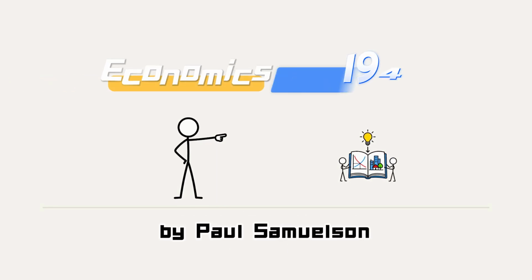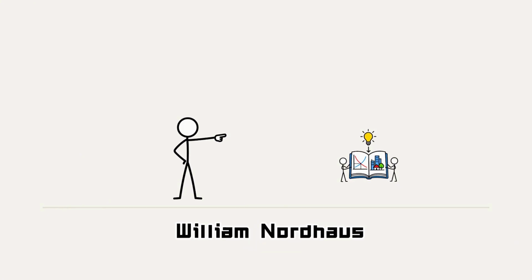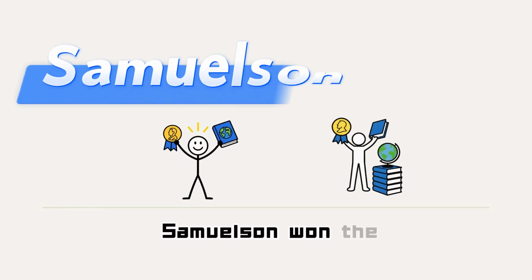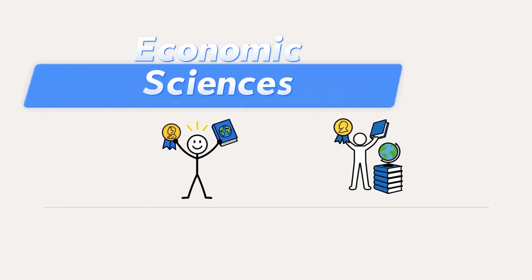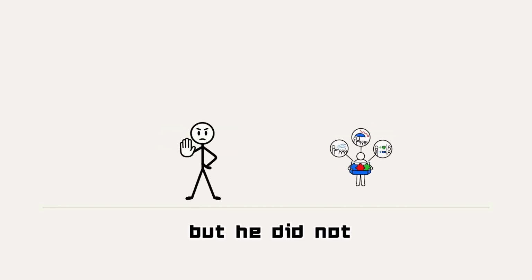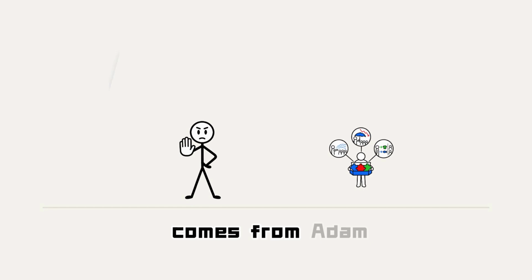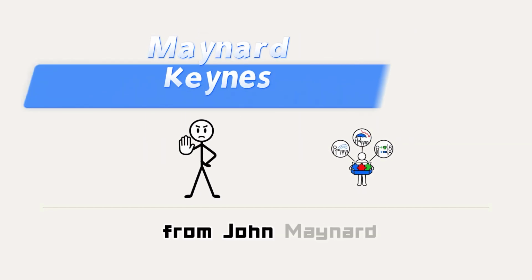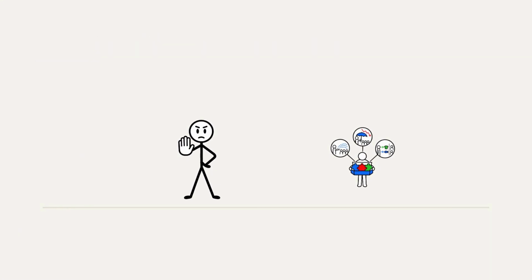Economics, published in 1948 by Paul Samuelson, and later written with William Nordhaus. Samuelson won the 1970 Nobel Memorial Prize in Economic Sciences, and the book became a global bestseller. But he did not invent every idea. The invisible hand comes from Adam Smith, recession-era demand support from John Maynard Keynes, and comparative advantage from David Ricardo.